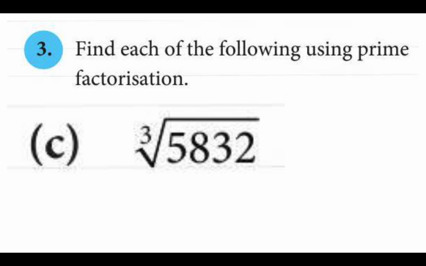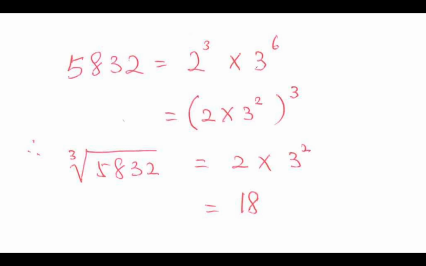Now moving on to a few practice questions using the cube root. So the cube root of 5,832. 5,832 is 2 to the power of 3 times 3 to the power of 6. In the same way, we can write it in the form of (2 times 3 squared) cubed. So for the cube root, again, the second part of the working, we just take the bracket portion, 2 times 3 squared, which gives us 18.